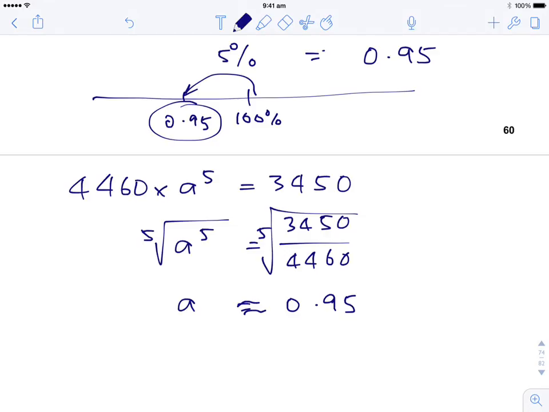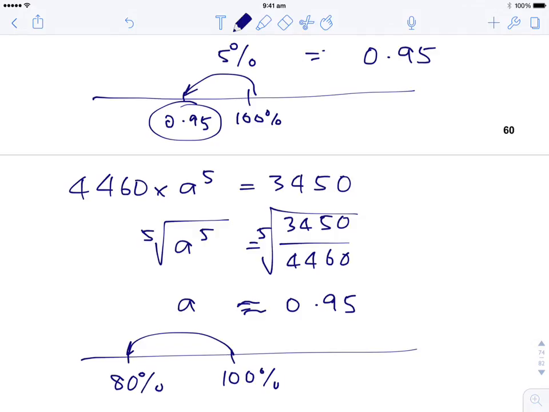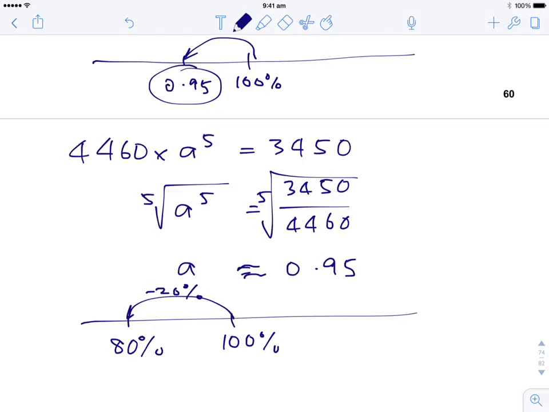Now if that value of a turned out to be 0.8, that would tell me that the population was decreasing by 20% each year. Okay, I hope that makes sense. So we're going down 20% each year if we get an a value of 0.8. In this case, we can say the population is going down by 5% each year.